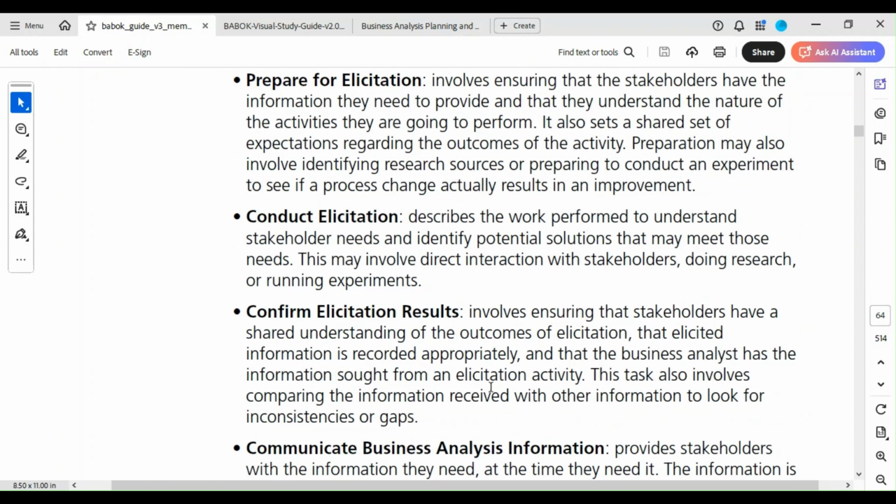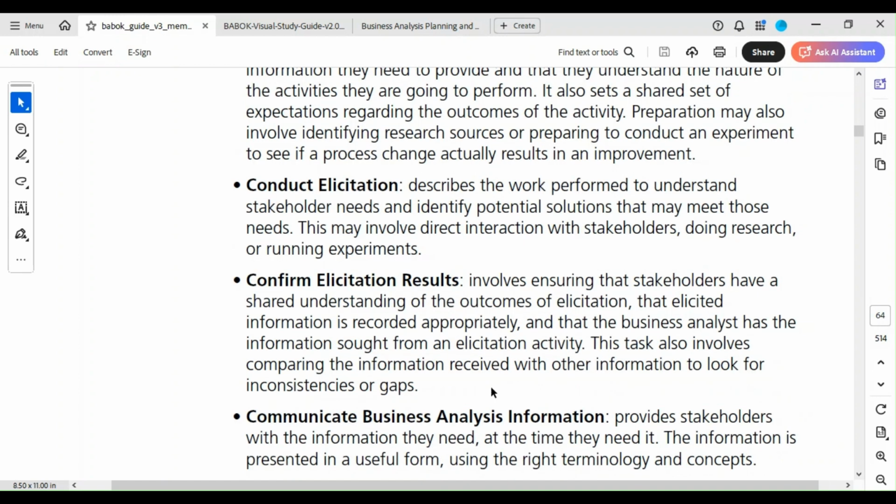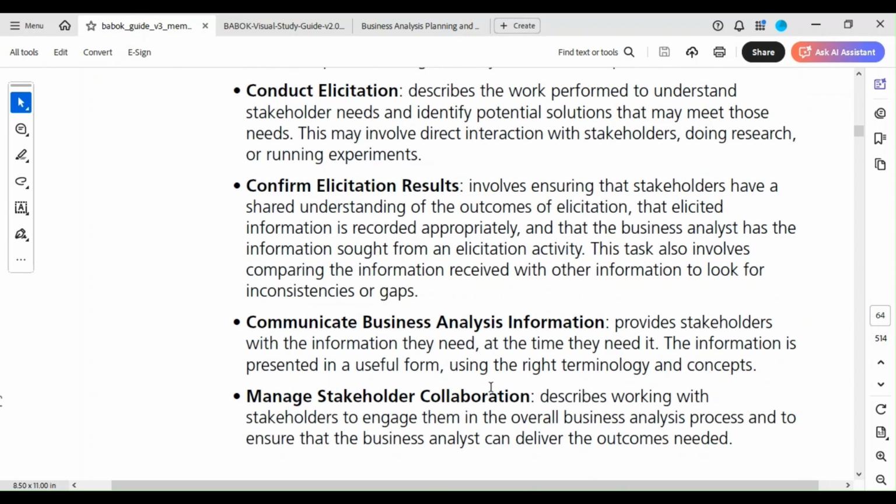Now after you have prepared for elicitation, you go into conducting your elicitation, the business of the day. It describes the work performed to understand stakeholder needs, and identify potential solutions that may meet those needs. This may involve direct interaction with stakeholders, doing research, or running experiments. So this is whereby you are having those workshops, those meetings with your stakeholders, meeting them one on one in different interview sessions or in a group. You're doing your own research or running experiments. Running experiments can be maybe a proof of concept, whereby you guys are like, okay, we think that this thing will work.